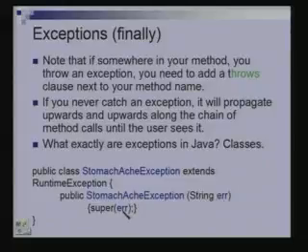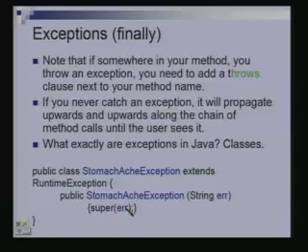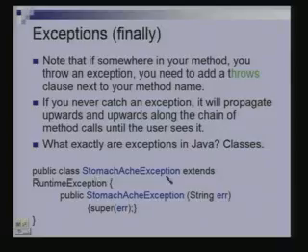yeah, and what does super mean? It is calling the super class with this parameter. So, again as I mentioned before, if you never catch an exception, it will propagate upwards along the chain of method calls till it reaches the console. Any questions? What calls the constructor of the parent class? It calls the constructor of the parent class, the class from which this class is getting derived. Since stomachache exception is extending runtime exception, it will call the constructor method for the runtime exception.